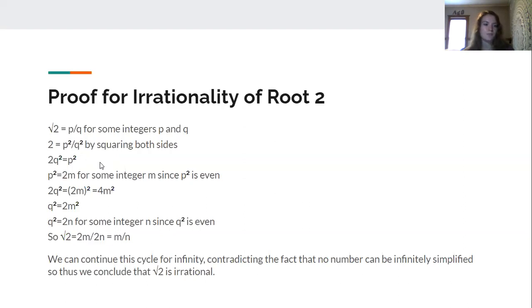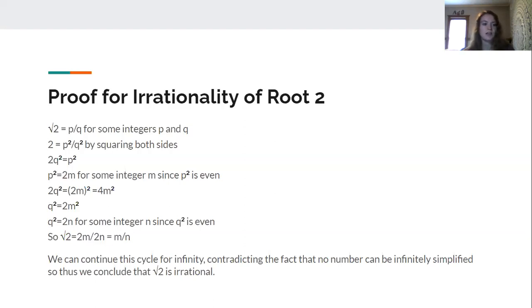From there, he can say that we know that p squared is going to be an even number since it equals 2 times q squared. So we can say that p squared equals 2m for some integer m since p squared is even. Then we can say that 2q squared is going to be equal to 4m squared by substituting 2m in for p squared, since they're equal. And then by dividing both sides of that by 2, we can say that q squared equals 2m squared.